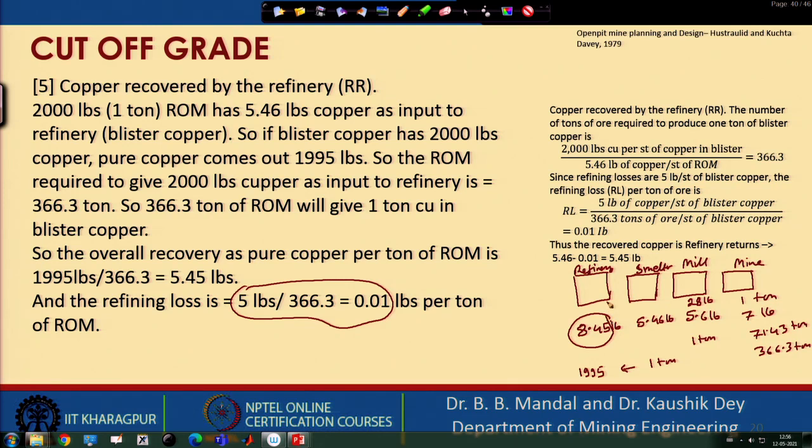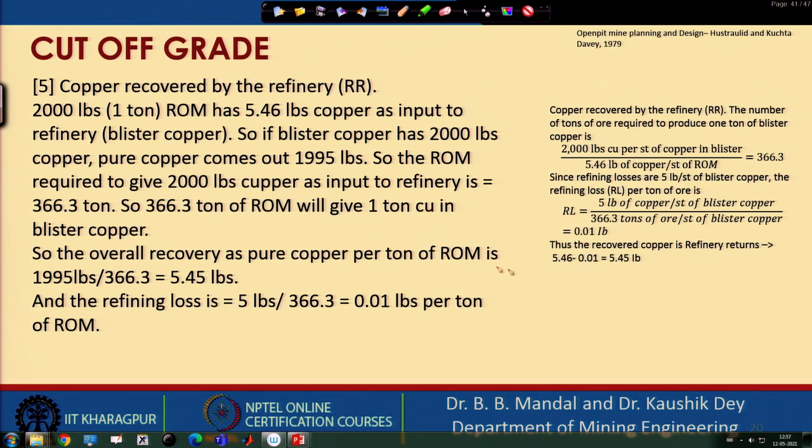So, after refining we will get 8.45, sorry, 5.45 pound of pure copper after the refining of the blister copper of 5.46 pound. So, 0.01 pound of copper will be lost in this process.